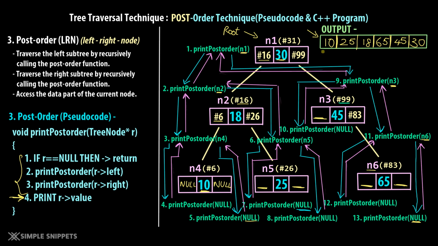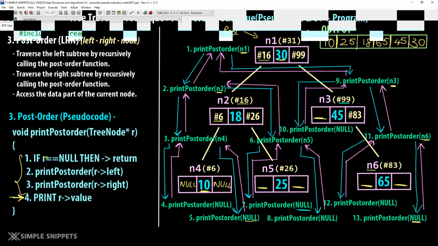And now that you've seen the entire pseudocode and we've dry run this pseudocode for post order traversal, let's go to the Dev C++ IDE and convert this 4-step pseudocode into C++ code and do the implementation.